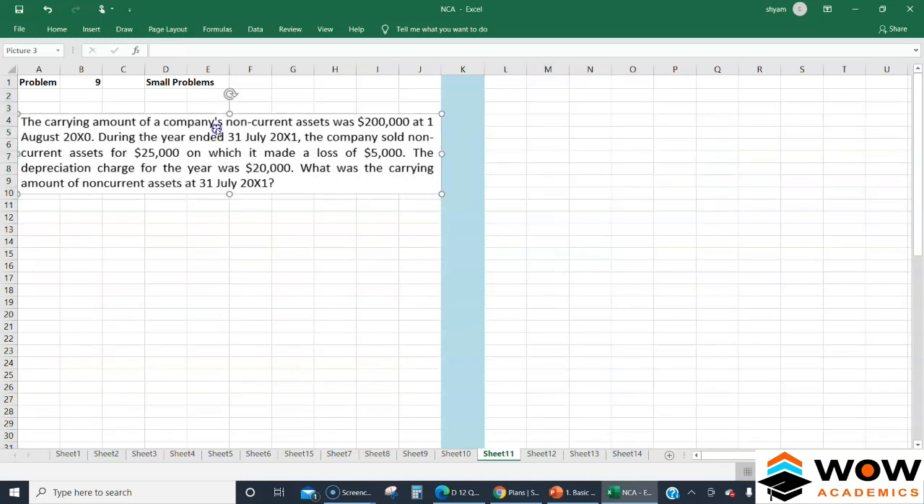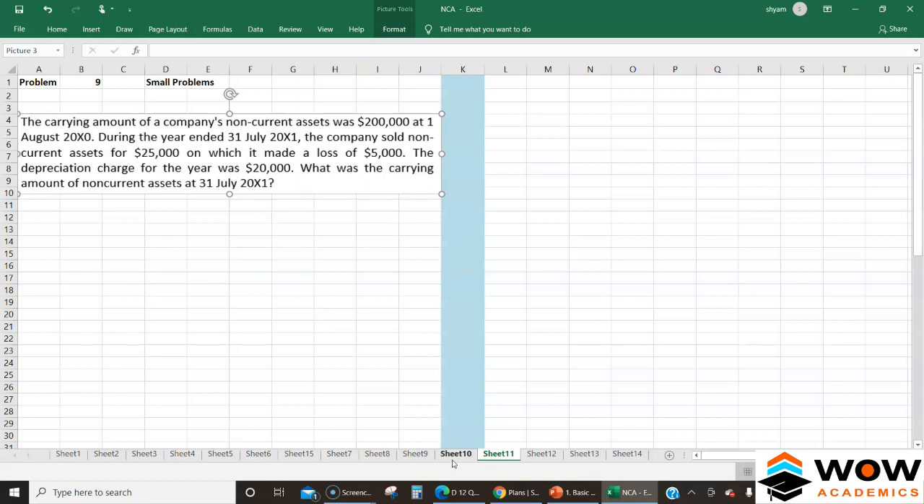Here he says the carrying amount of a company's non-current asset was 2 lakhs at 1st August 2010. During the year ended 31st July 2011, the company sold a non-current asset for 25,000, on which it made a loss of 5,000. The depreciation charge for the year was 20,000. What was the carrying amount of the non-current asset at 31st July 2011?